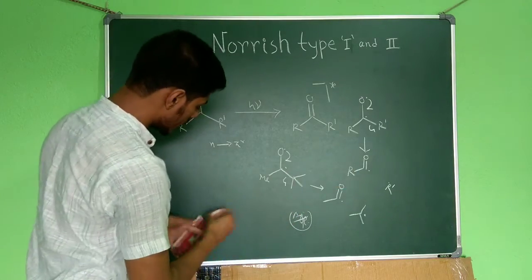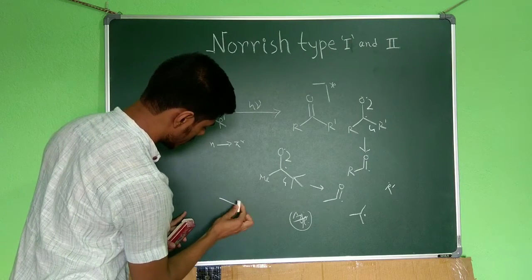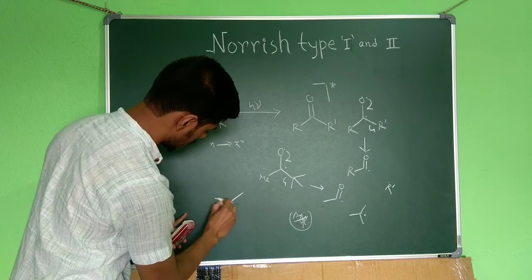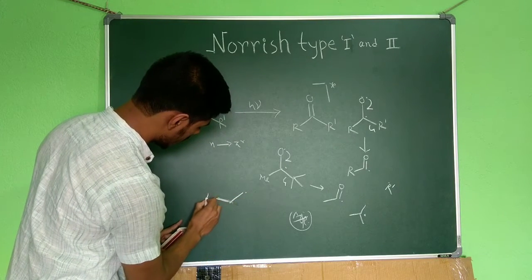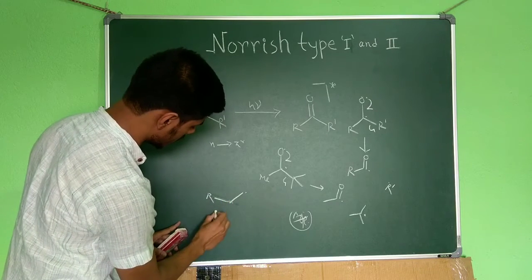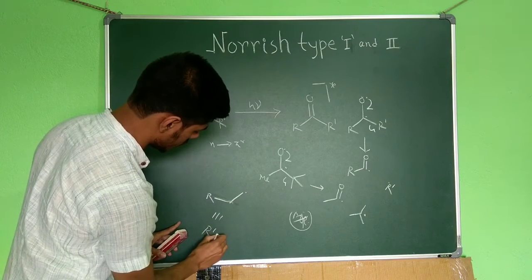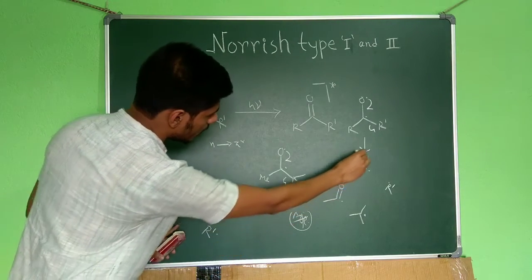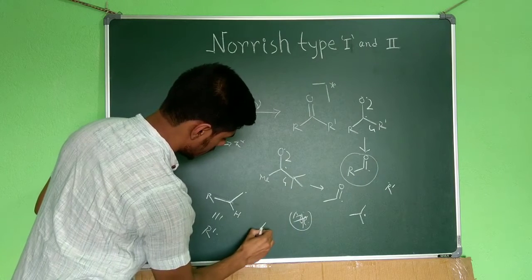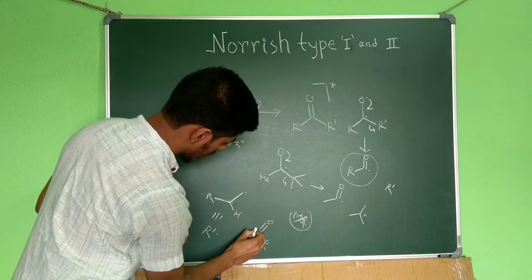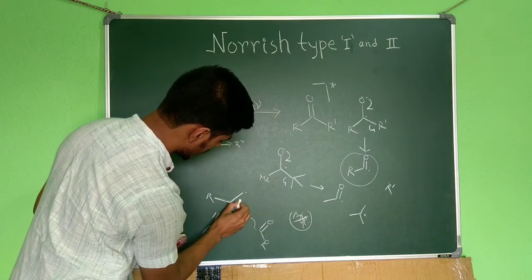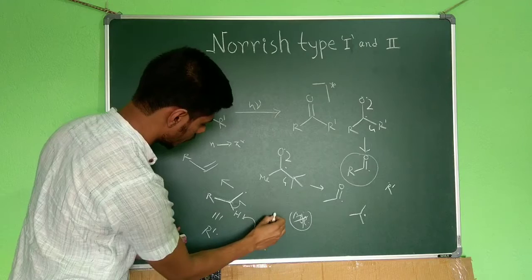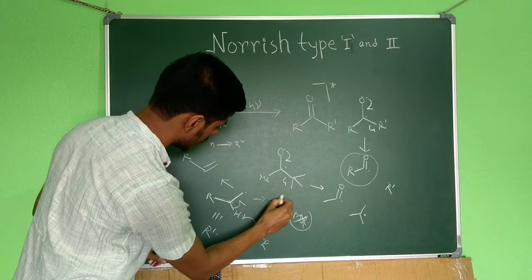Let's say this R dash group is like this one, where you have this dot over here and an R group over here. We represent this as R dash dot. Now here you have a dot and here you have hydrogen. So what can happen? This part can go and get hydrogen over here, and you can get an alkene like this, and from this part you will get the aldehyde.